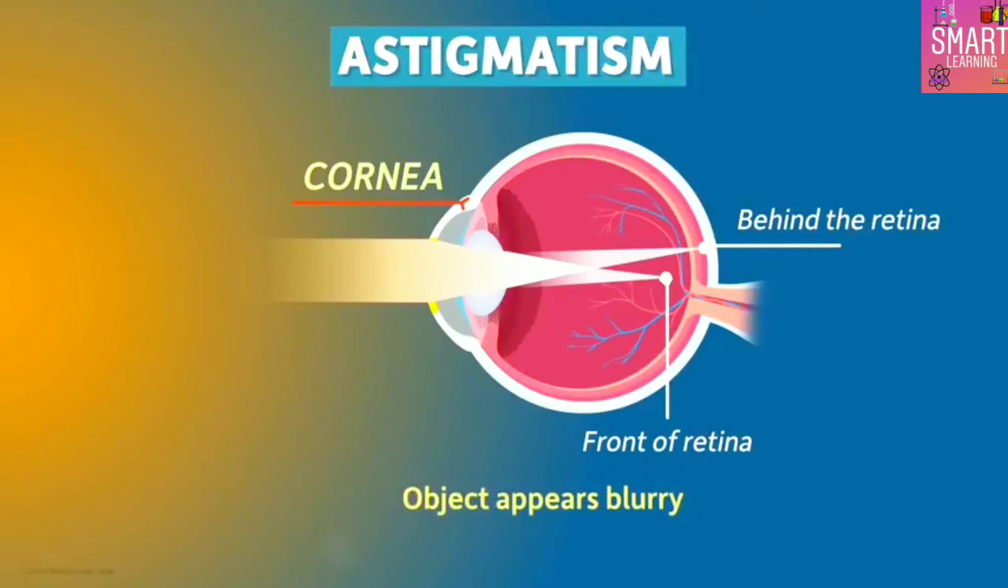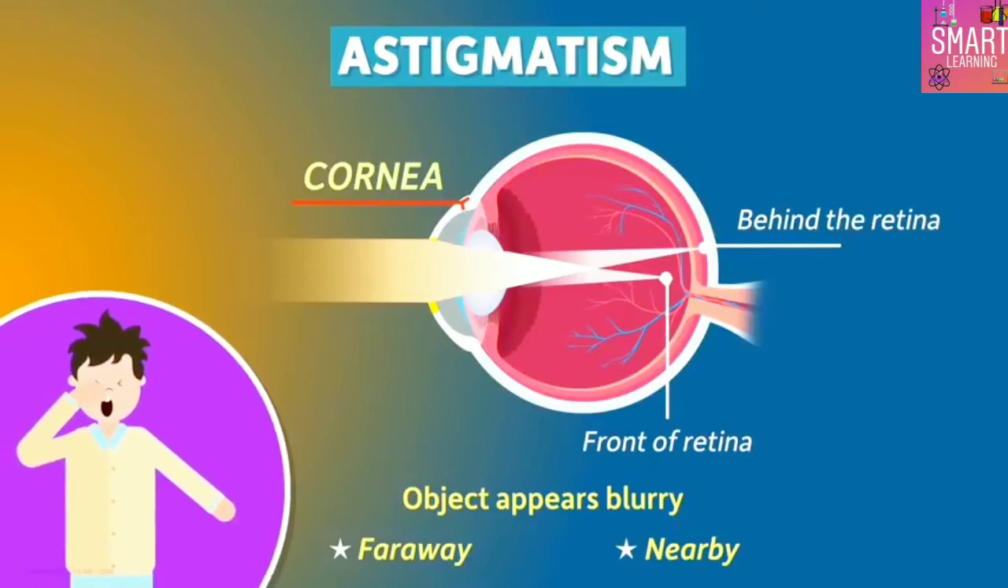But is this defect for far away or nearby objects? It could be either. One of the reasons for change in shape of the cornea may be continuous rubbing of the eyes. This is the reason why we advise not to rub our eyes often.